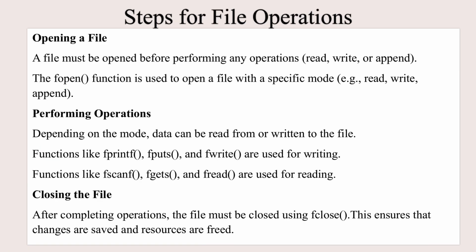These are the steps for file operations. There are three steps: opening a file, performing operations, closing the file. Opening a file: a file must be opened before performing any operation: read, write, and append. The fopen function is used to open a file with a specific mode. Example: read, write, append.